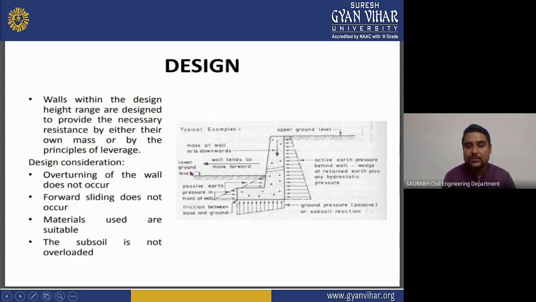And this is your lower ground level, and this is your GL, which is also known as ground level. And the wall tends to move forward, meaning there will be some inclination in the wall. As you can see here, the wall tends to move forward, and the mass of the wall acts downward. As you can see here, this is the mass of the wall, and it works in a downward direction, and this is the upper ground level, from where it is retaining the soil, or retaining the earth mass.